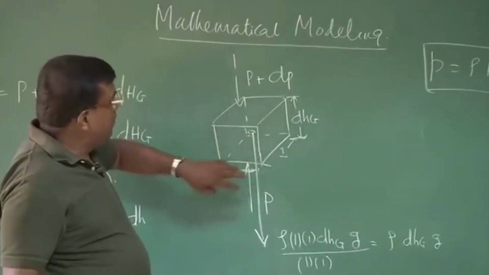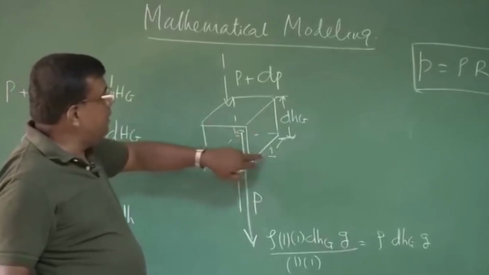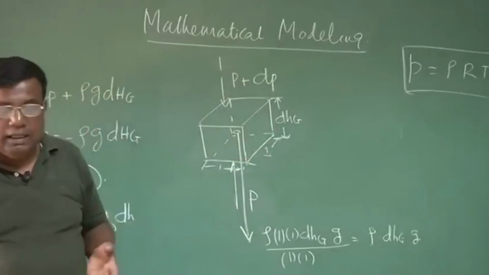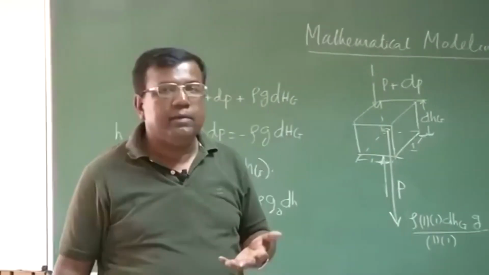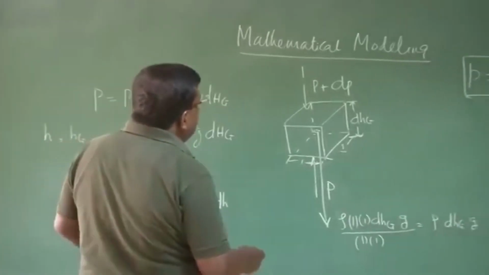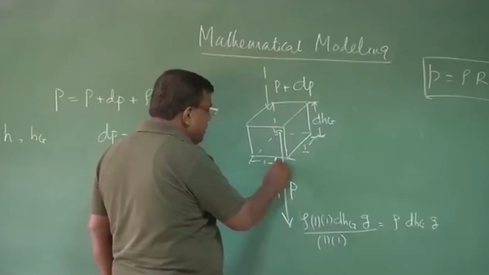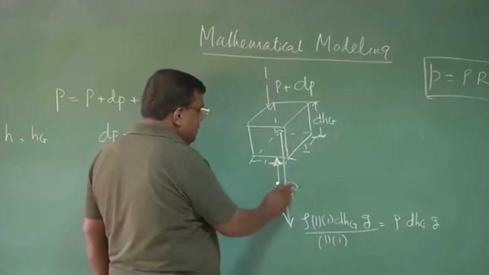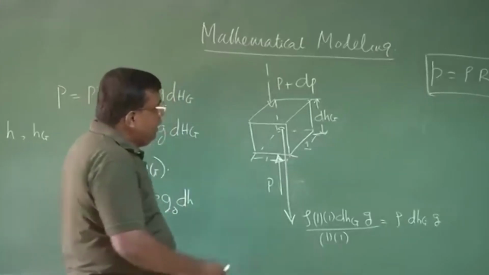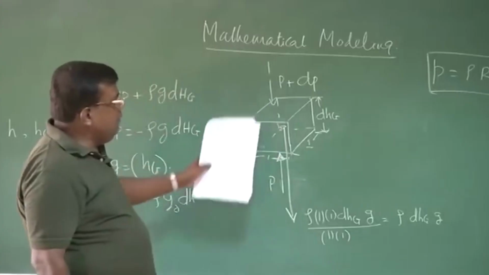air which is cubical in shape with length 1 unit, breadth 1 unit, and the height dHg. Why Hg? Because Hg is relevant as far as atmospheric presence is concerned, right? So if I try to do a static balance, we know there will be a pressure acting upward on the bottom surface. Let's say that is P. At the top it will be P plus dP. And also note here the weight of this fluid element.